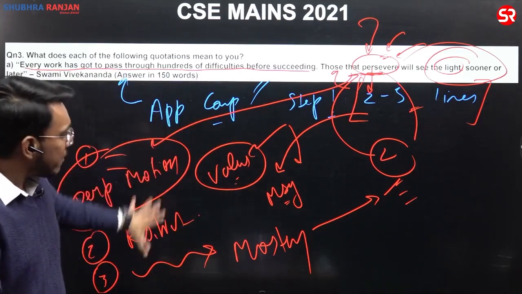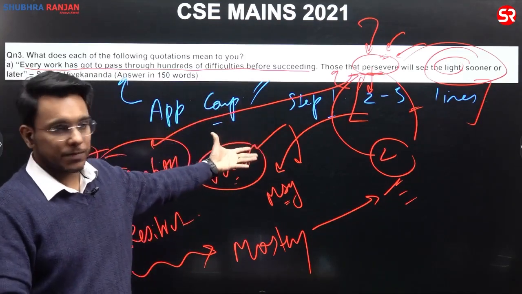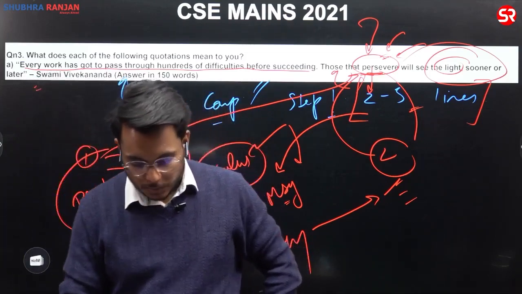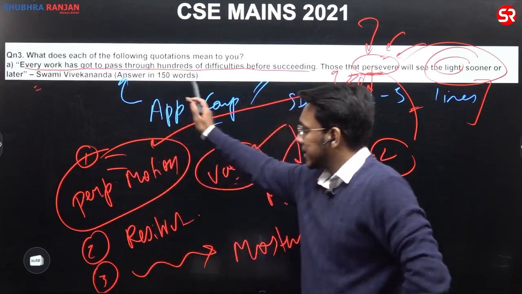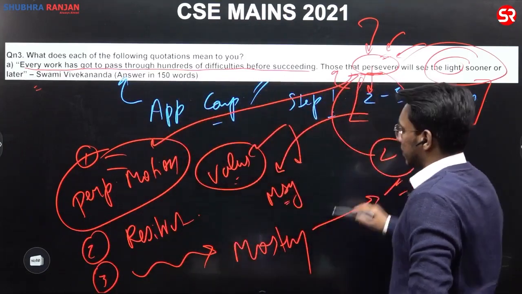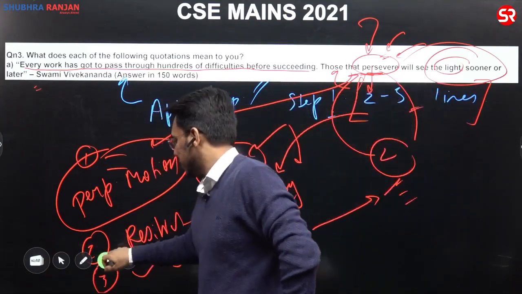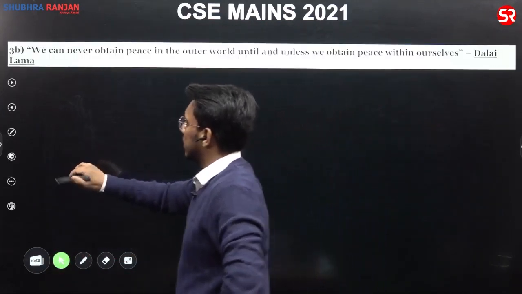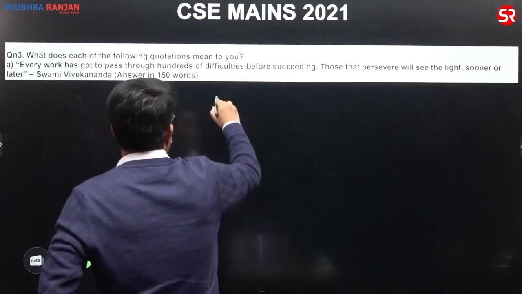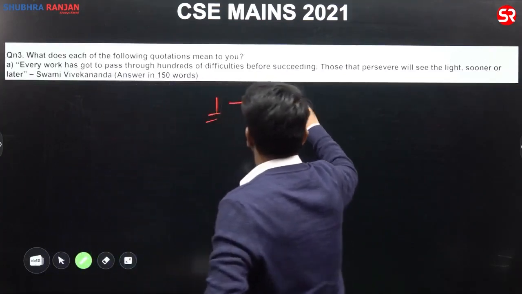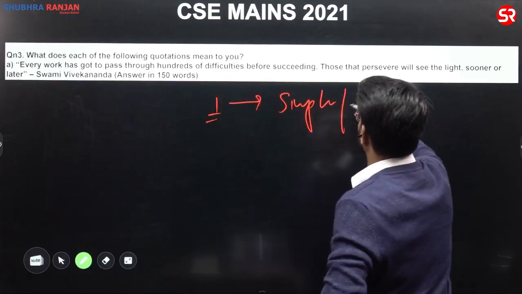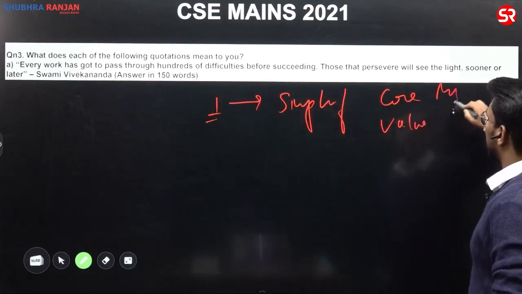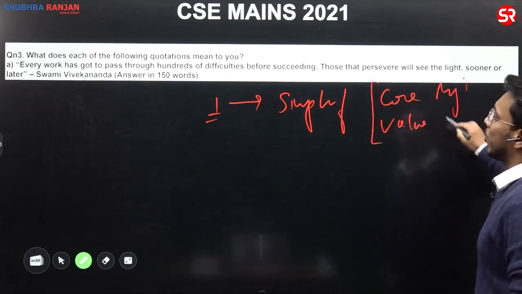Is it clear? What we are doing is simplifying the quote. Then step number two. Step number one, you need to simplify the quote, the core message or the core value. The core message or the core value that is being talked about, you need to provide that.